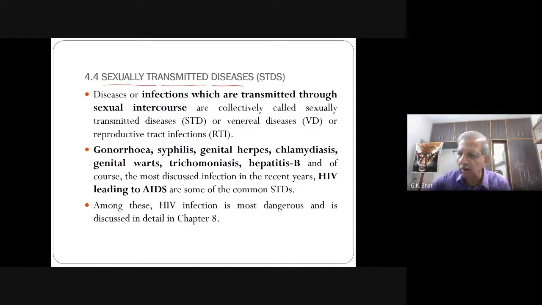Diseases or infections which are transmitted through sexual intercourse, through mating or copulation, are collectively called sexually transmitted diseases or STD, or venereal disease, VD, or reproductive tract infections, RTI. This RTI is not right to information. If it is asked what is the full form of RTI in biology, you have to write reproductive tract infections, not right to information.